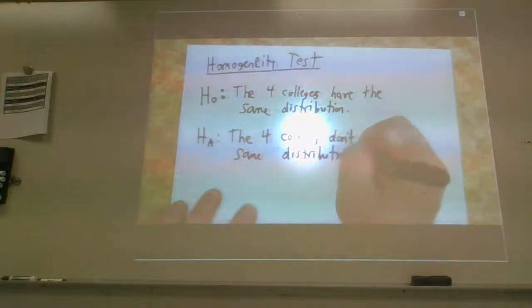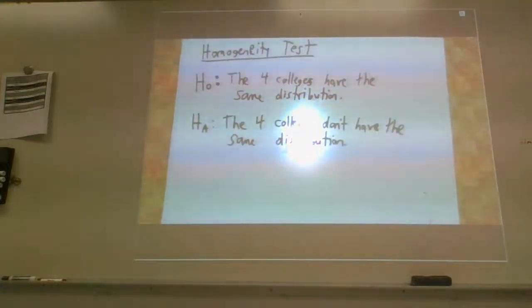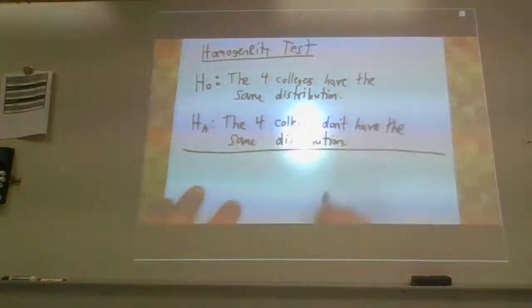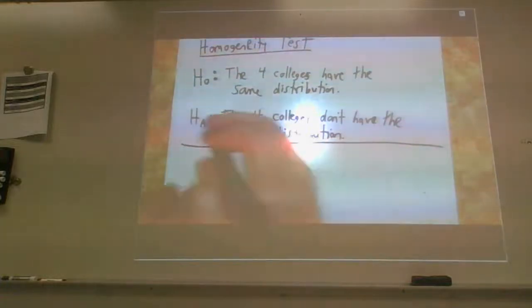Again, the null hypothesis being nothing to see here, nothing going on, nothing out of the ordinary. They all have the same thing, no big deal, no difference between them. That's the null hypothesis. You have to write it out in words, unfortunately. And then the alternate is, well, no, they don't have the same distribution.